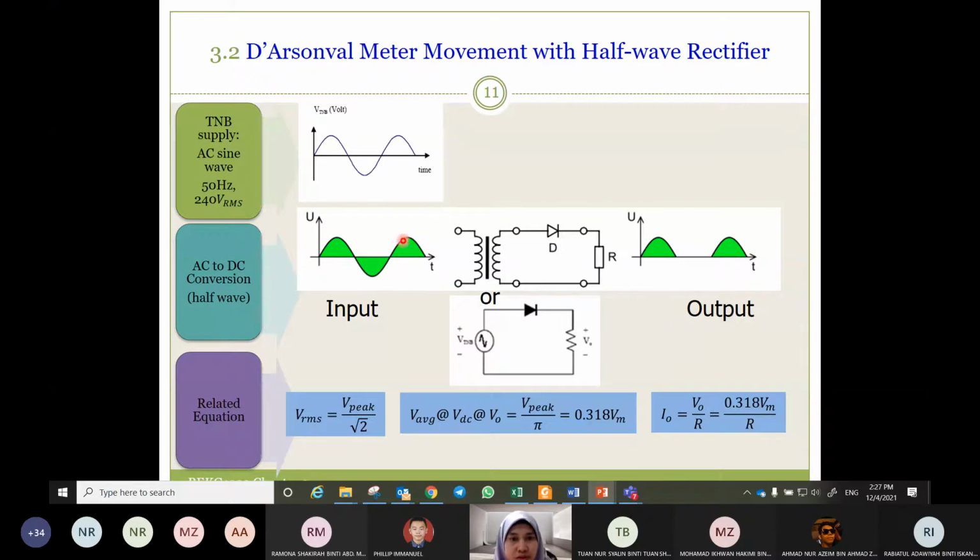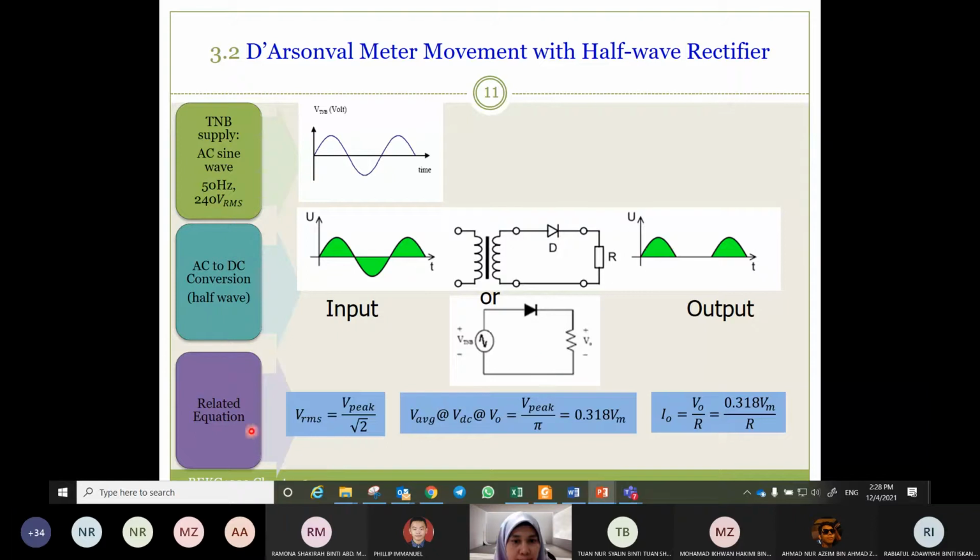So this is the input, this is the AC signal. We add a rectifier circuit. This is the rectifier circuit. A rectifier circuit for half wave means that we add a diode. So in the half wave rectifier circuit, we rectify the positive cycle. So for the negative cycle there will be no signal, only the positive cycle. This is the positive cycle, this is the negative cycle.